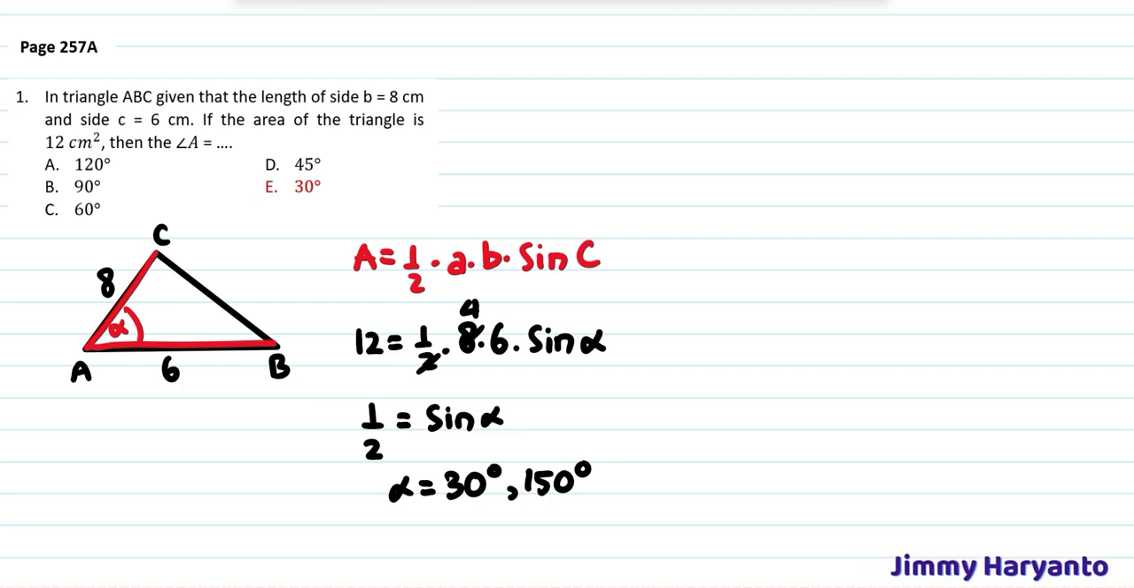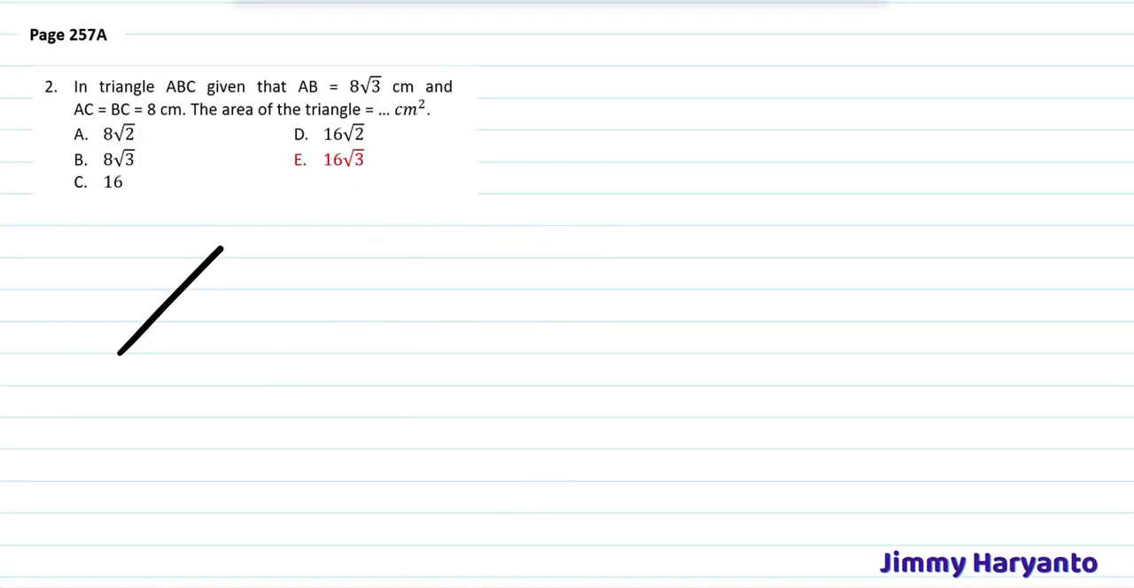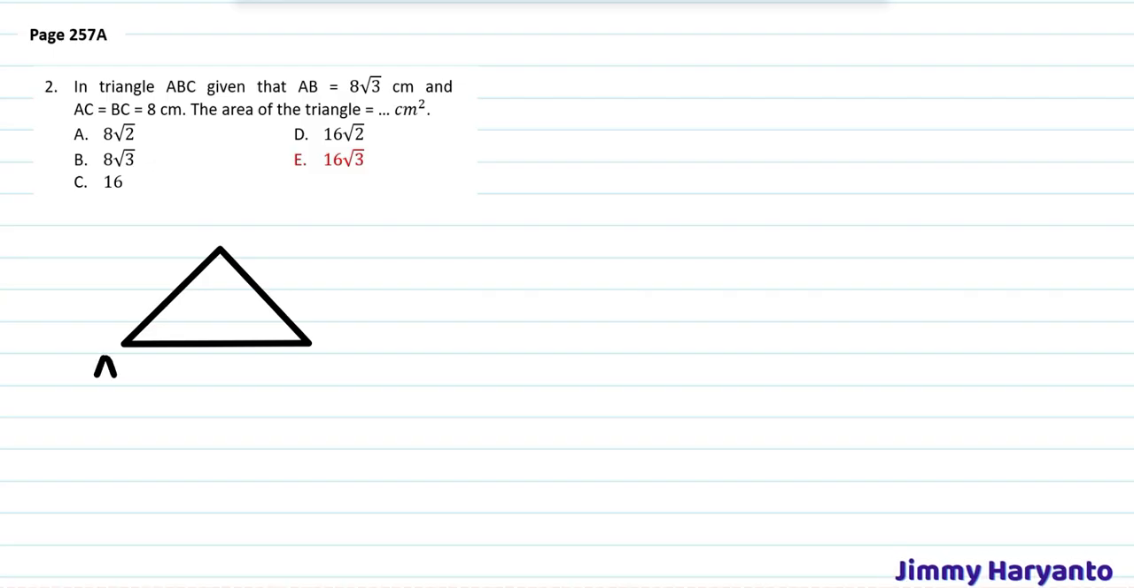Even though we still have another solution for this one, yeah, 150. So we take the 30 only. Next is question 2. In the triangle ABC, given that AB is 8 square root of 3, AC equals to BC equals to 8, find the area of the triangle.